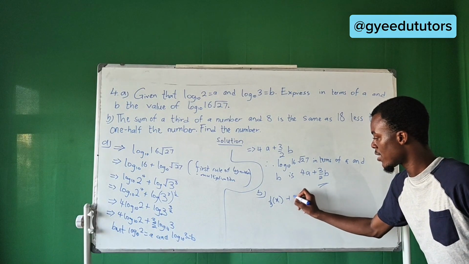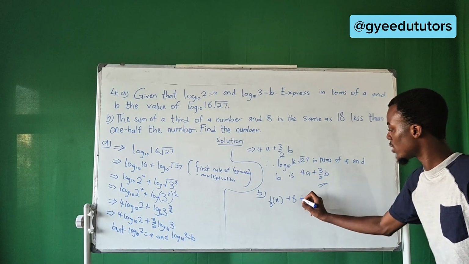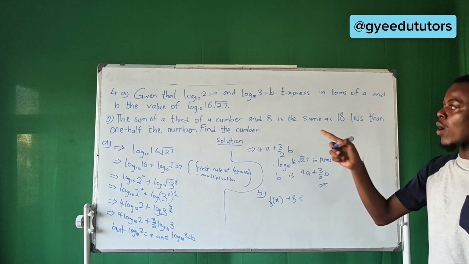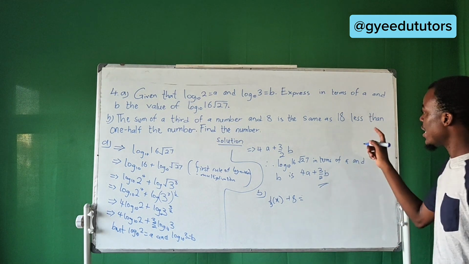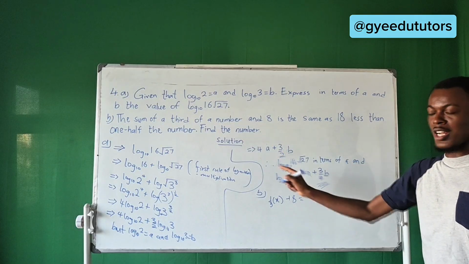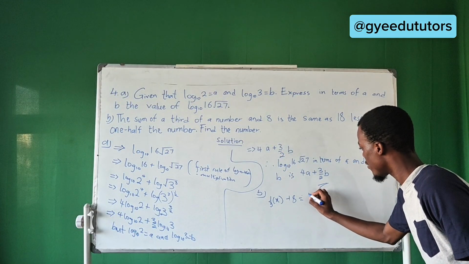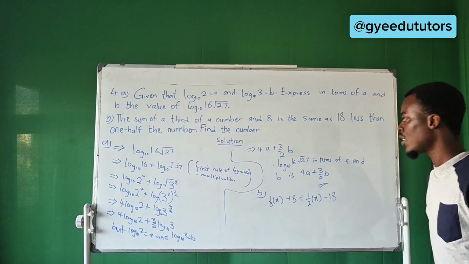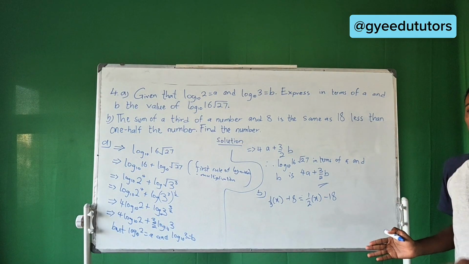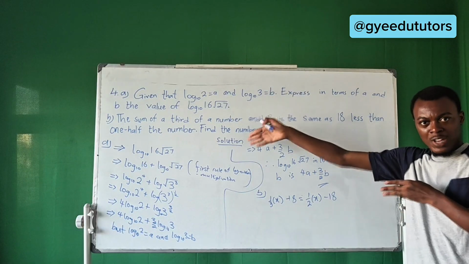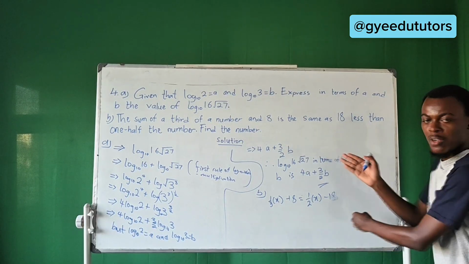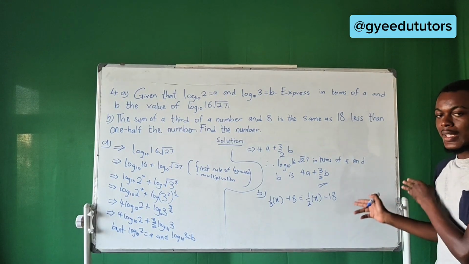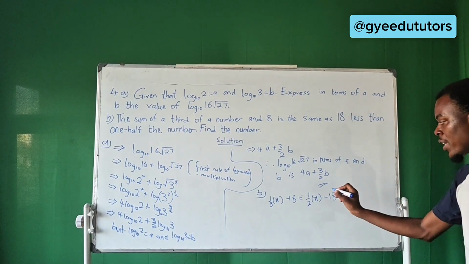Plus 8 is the same as 18 less than half the number. So half of x minus 8. 18 less means we take away 18 from half of that number. So it's not the other way around. It's not 18 minus half x. Rather, it's half x minus 18.